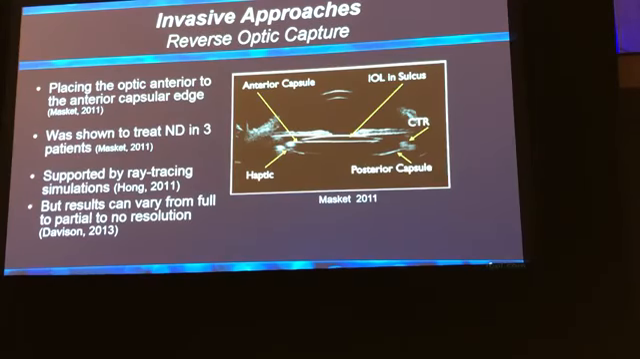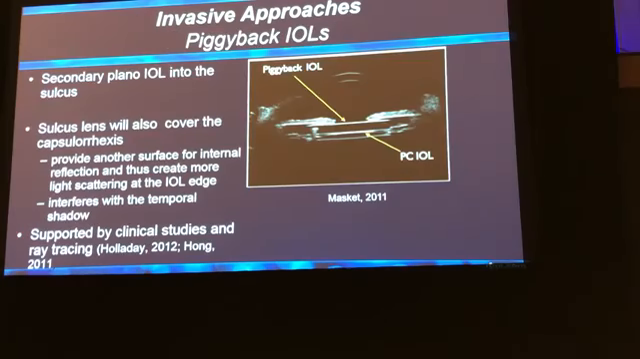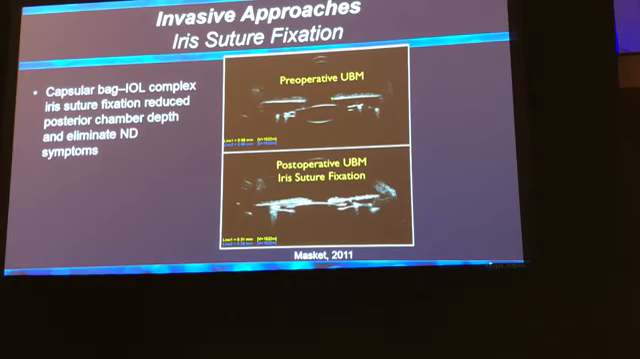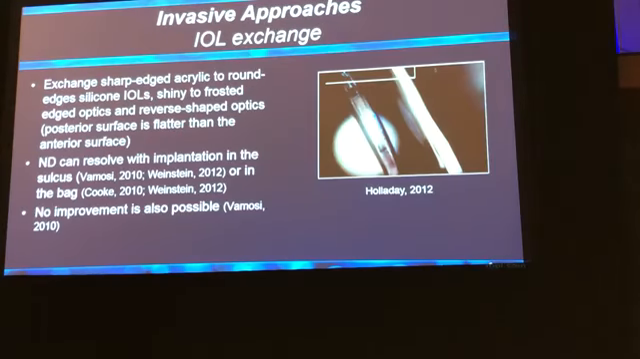So people have said, well, it must be some relationship with where the lens is sitting. So let's move the lens. Let's pop it anteriorly to a reverse optic capture, and that seems to work in some patients, not in everybody. Maybe we could piggyback the lens and break that kind of ray of light. And again, sometimes that works, but not all the time. Maybe we can just move the lens by suturing to the iris. Again, sometimes that works, sometimes it doesn't.